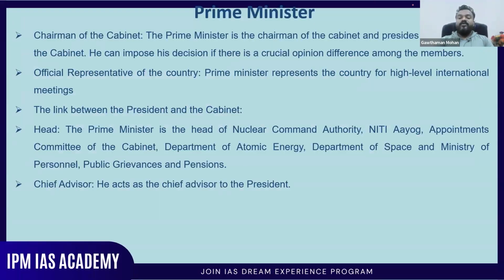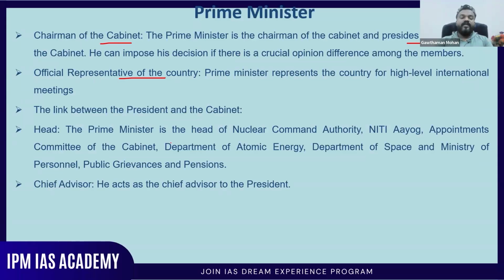Then the Prime Minister also acts as the Chairman of the Cabinet. So the Prime Minister is the Chairman of the Cabinet and presides over the meetings of the Cabinet. He can impose his decision if there is a crucial difference of opinion among the members. As the official representative of the country, the Prime Minister represents the country in high-level international visits or meetings, and is the link between the President and the Cabinet.